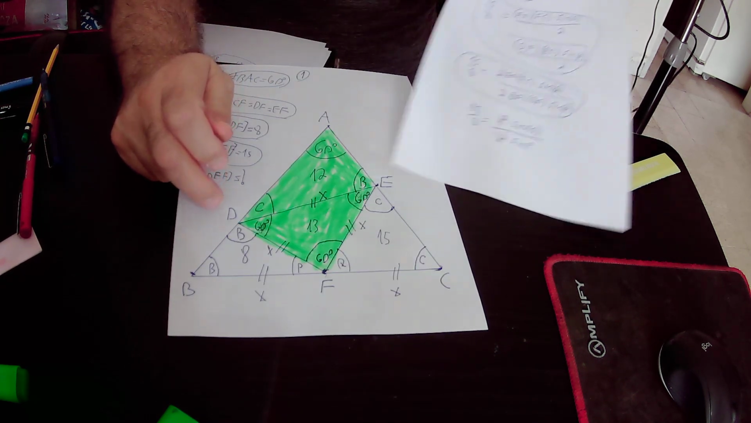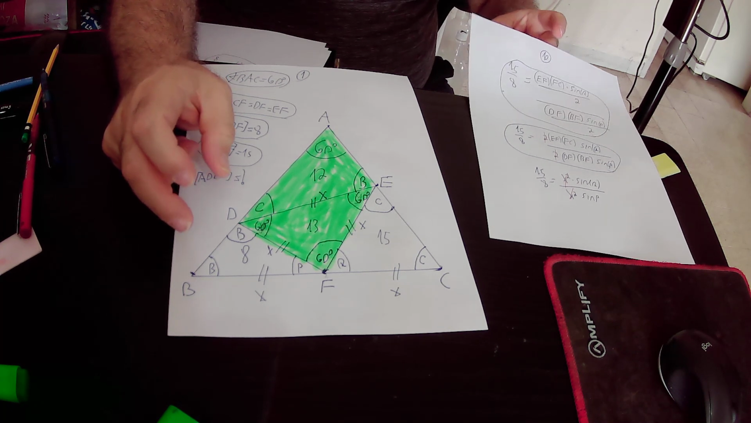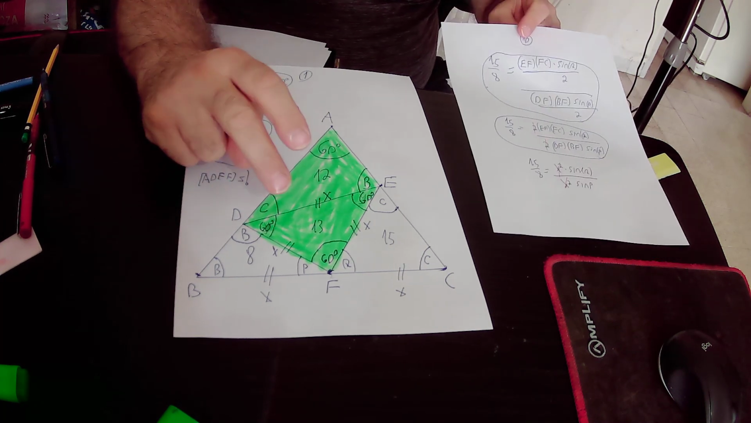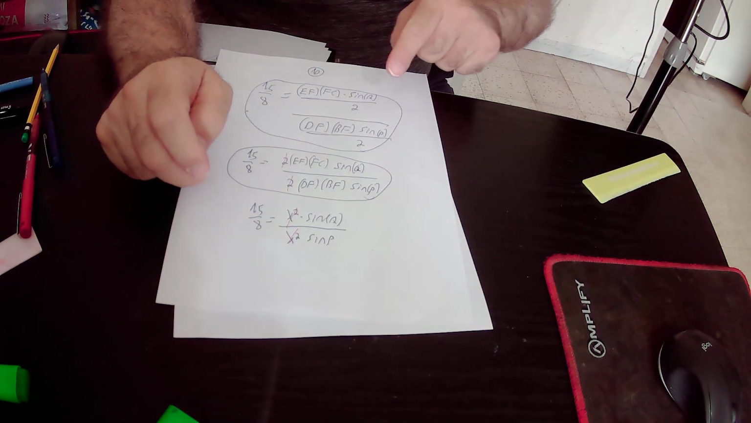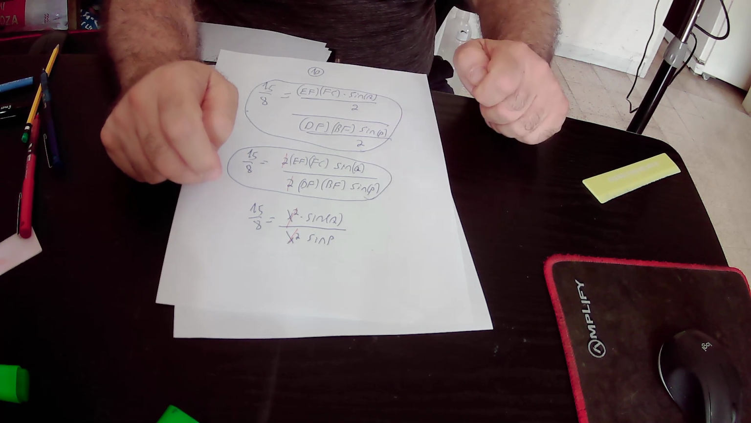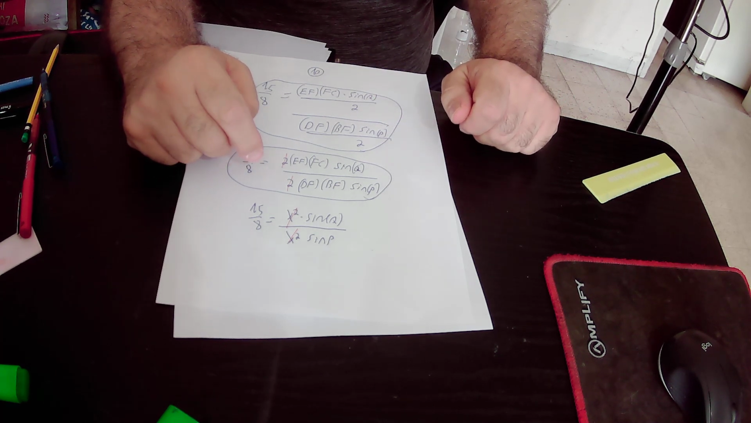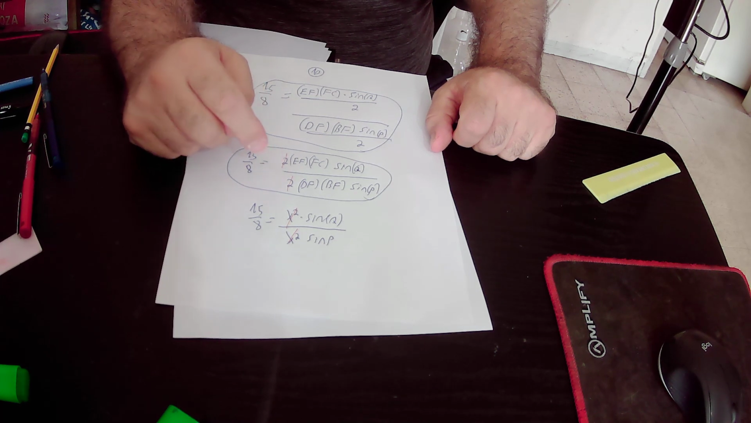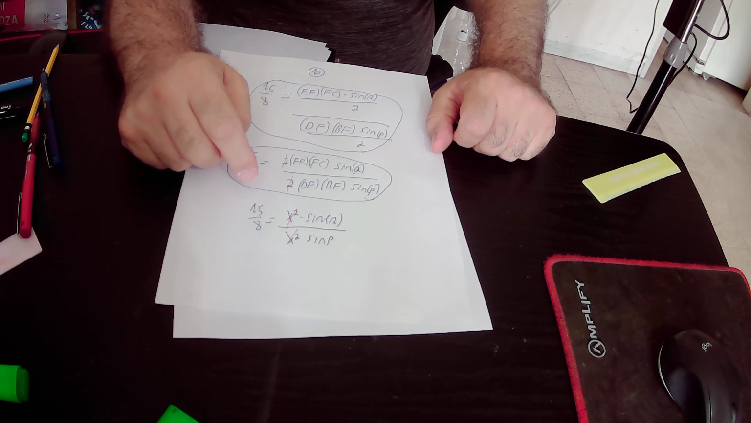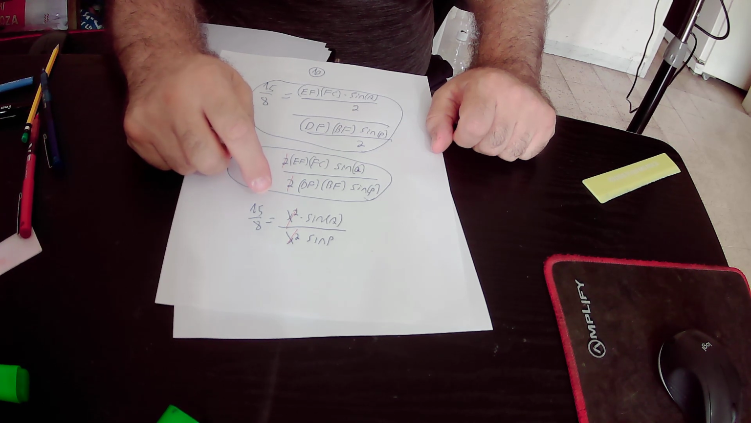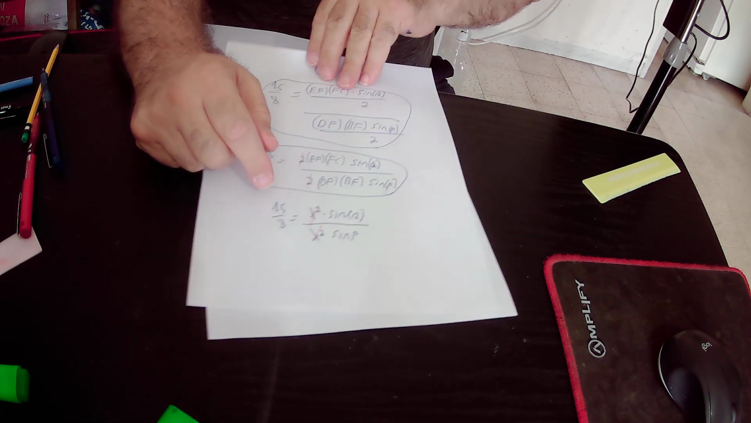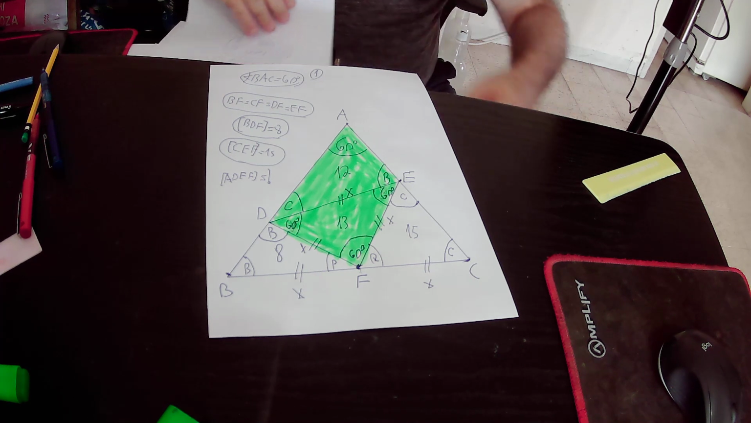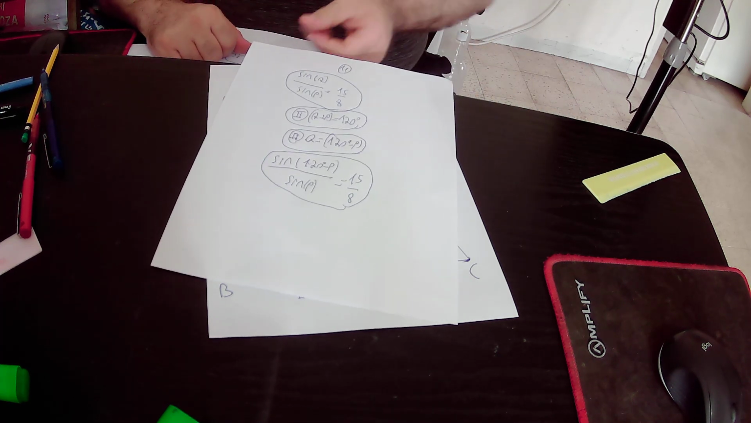And the area of the small triangle, triangle DBF, equals DF times BF times sine P over 2. Okay, then here 2 is cancelled, and we got x squared times sine Q over x squared times sine P equals 15 over 8. Here x squared is cancelled, and we found out that sine Q over sine P equals 15 over 8.